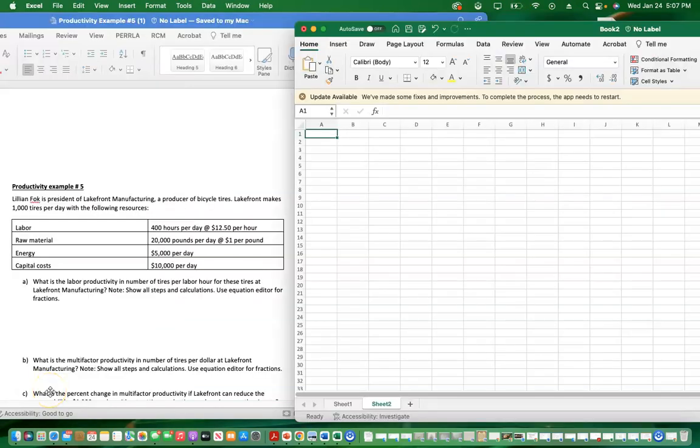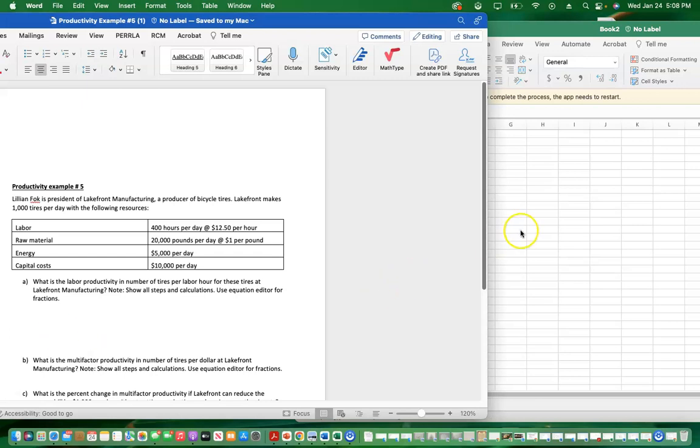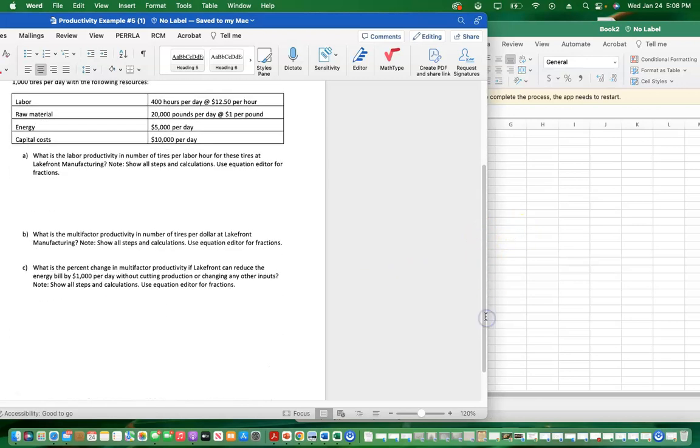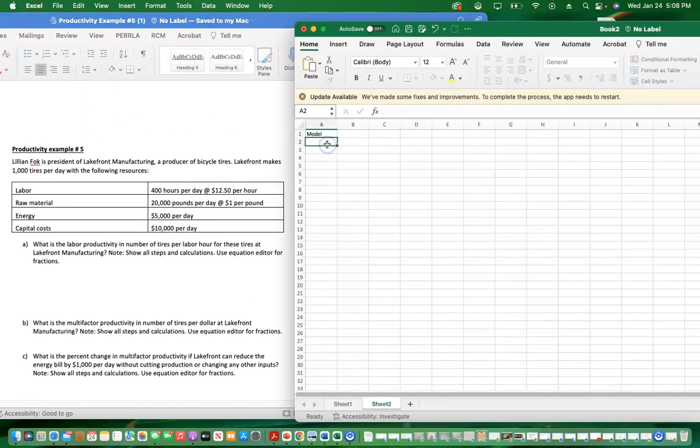As I mentioned in class, the first thing to do is to create a model. We have a number of questions here. We have A, B, and C. So let's first organize this information in Excel. And remember, we need to identify the formula, which is productivity, and this is equal to output per input. We are asked to find labor productivity and also multi-factor productivity. So we'll start with the labor productivity and then go with the multi-factor productivity.